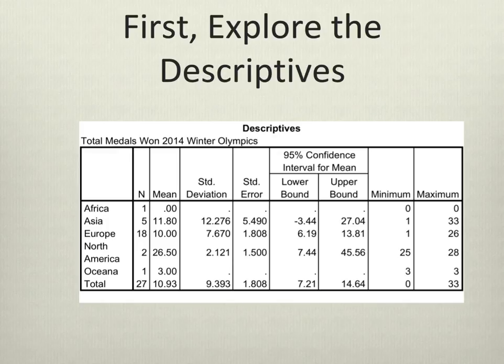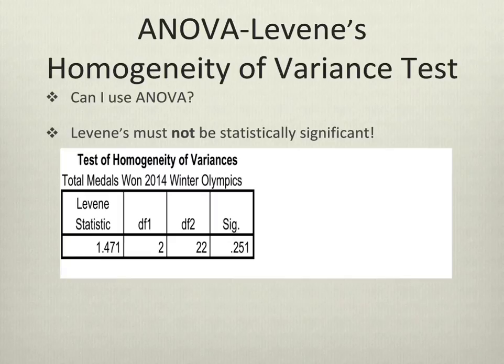When I ran my ANOVA, I asked SPSS to give me a homogeneity of variance test. It's going to give me Levene's. In this case, what I'm looking for is in the sig column. I need there to not be a statistically significant difference between the range of values between the groups. What that means is that the sig value for Levene's is not less than 0.05.